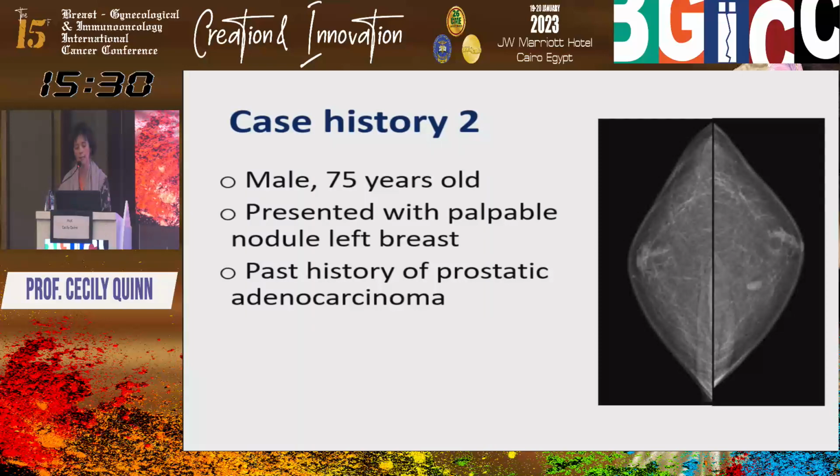So just looking quickly then at case history 2, this is a male of 75 who came with a palpable nodule in his left breast. He had a past history of prostatic adenocarcinoma. Usually I find, and not being cynical about this, but if the clinicians give us information, usually it turns out not to be helpful, but when there is some key information, they sometimes forget to tell us.